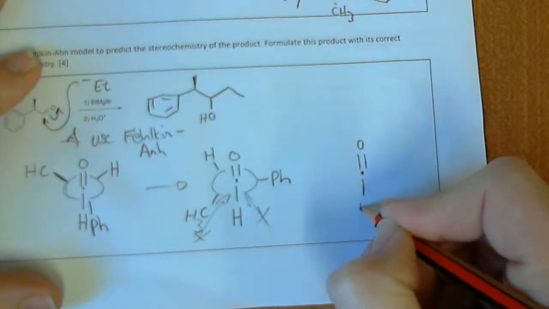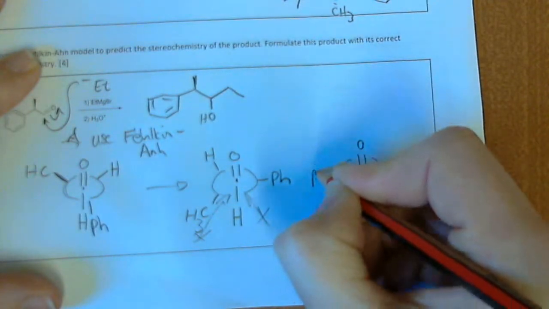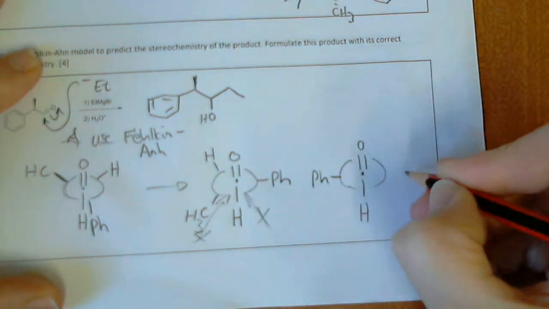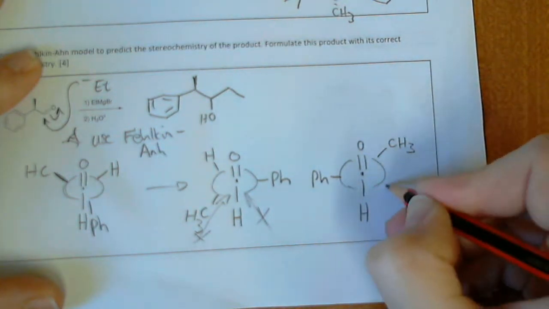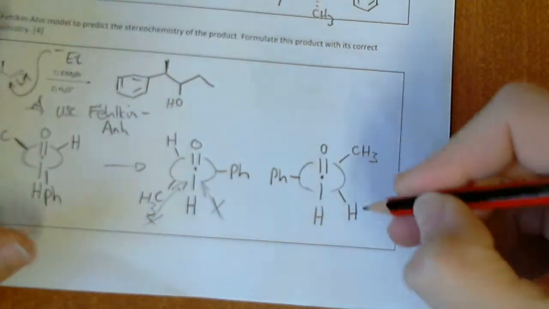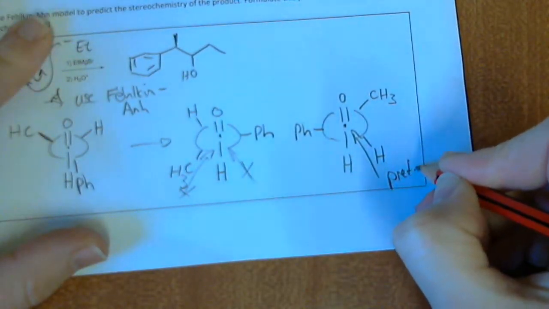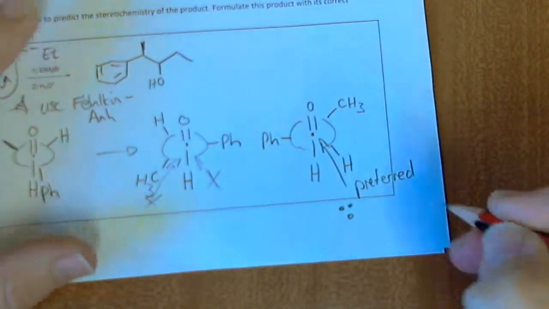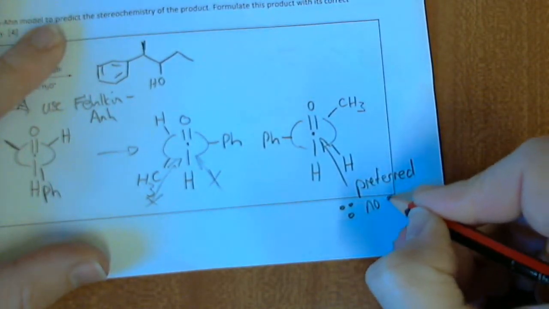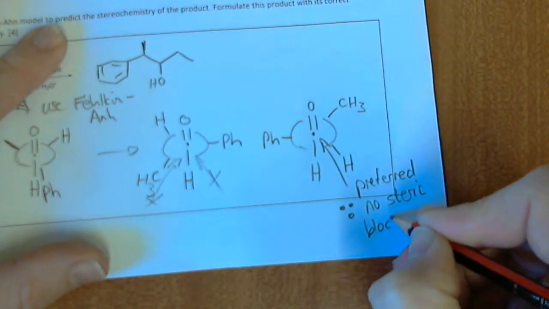And so we draw it out. The phenyl is over there, and CH3 is there, and the H is over there. And so now this is preferred because no steric blockage.